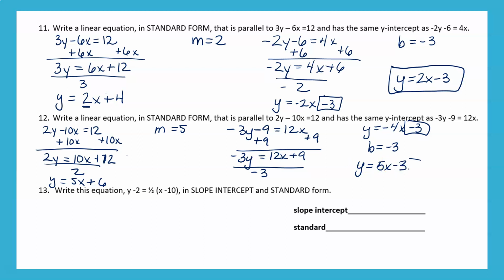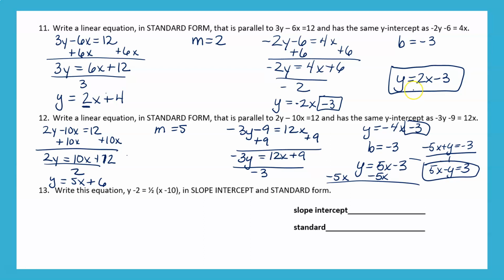And this said standard form, and I got to go back to the other one and do the same thing. So I'm going to move the 5x over here. So I have negative 5x plus y equals negative 3. Divide by negative 1, 5x minus y equals 3. And I did what I just told you not to do.